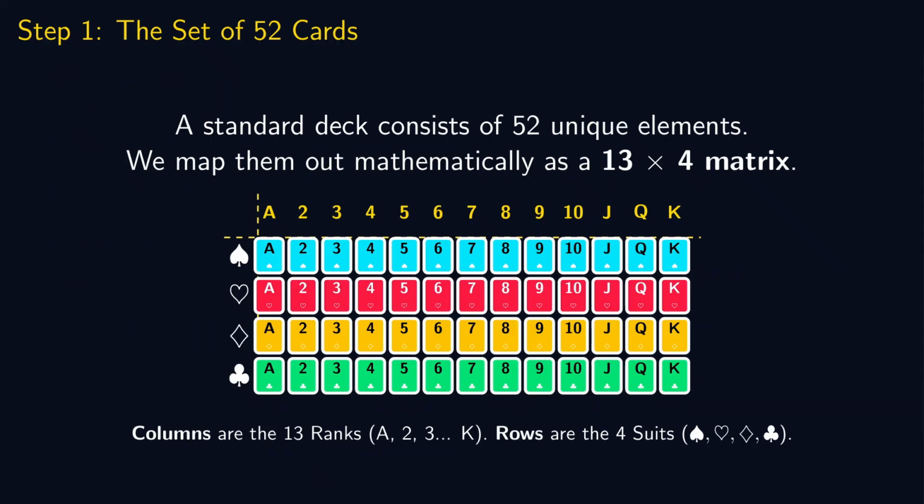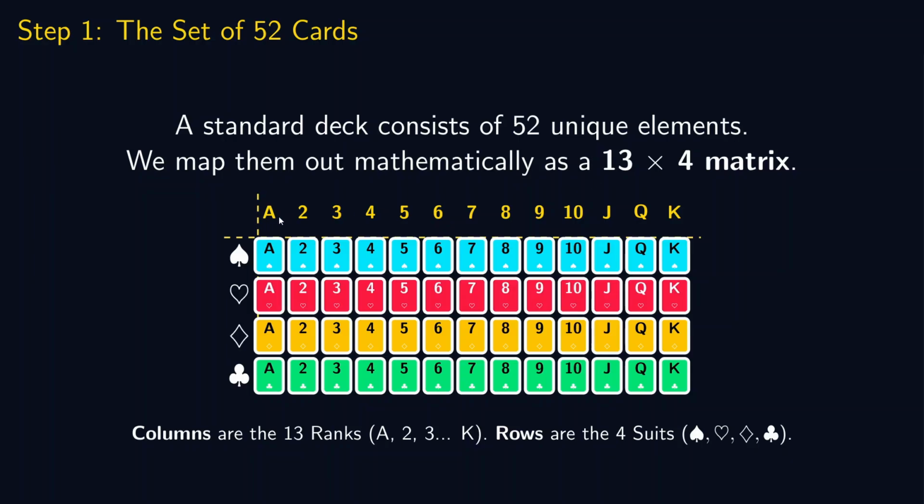The first thing we need to do is define our playing field, the standard deck of 52 cards. Now, rather than just listing 52 cards in a long, disorganized column, we are going to lay them out in a way that reveals their mathematical structure immediately. We are going to arrange them as a 13x4 grid. That means 13 columns and 4 rows.